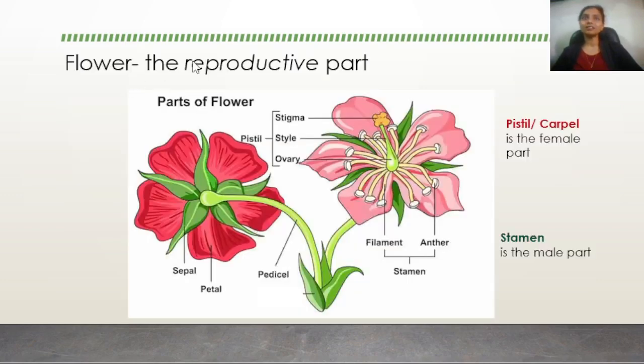The flower is the reproductive part of the plant. What do we mean by reproduction? Reproduction is the process by which an organism, a living organism, produces more of the same type, more numbers of their same type. So the flower is a reproductive part, and in higher organisms, be plants or animals, reproductive parts will have two types, that is a male part as well as a female part.